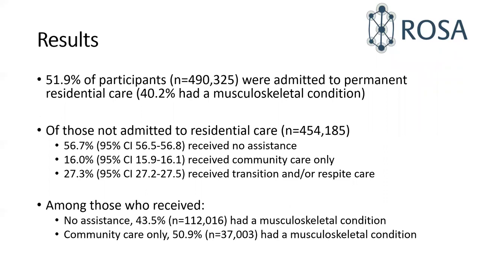Overall, 51.9% of participants were admitted to permanent residential aged care, and of these, 40.2% had a musculoskeletal condition. Of those not admitted to residential care, 56.7% received no assistance, 16% received community care only, and approximately a quarter received transition and/or respite care. Among those who received no assistance, 43.5% had a musculoskeletal condition, and about half of the community care only group had a musculoskeletal condition.